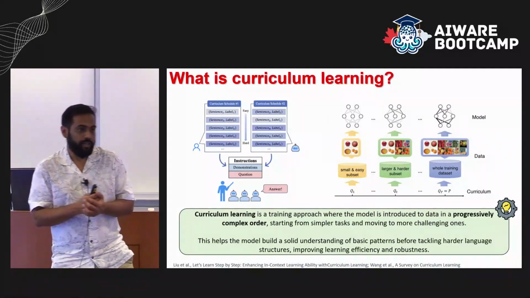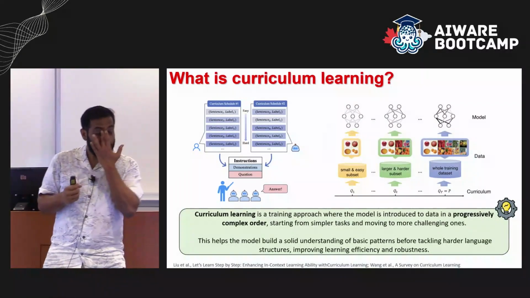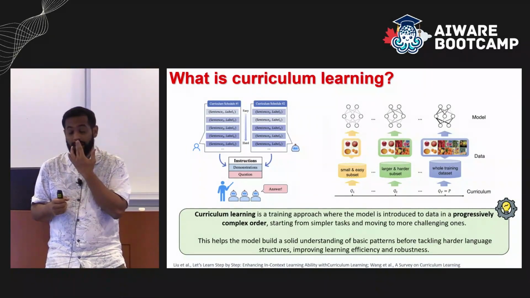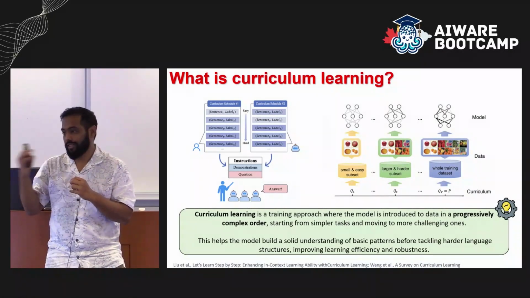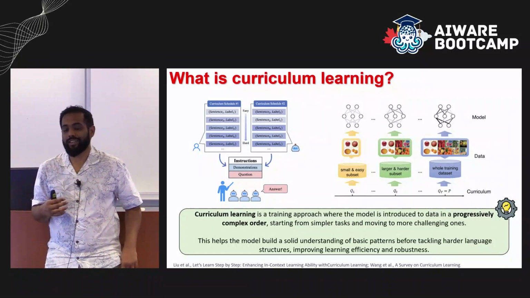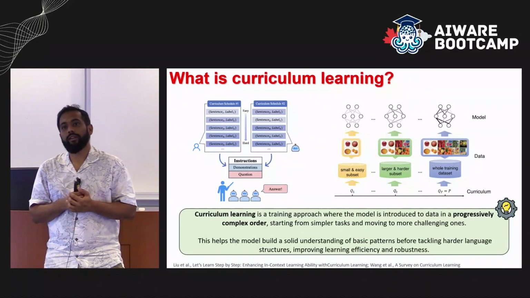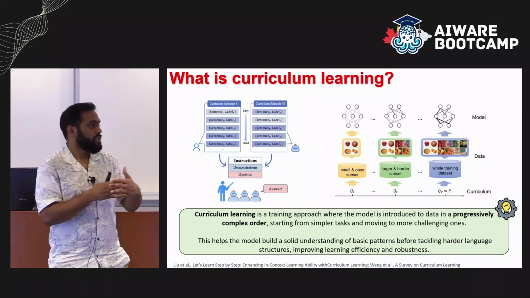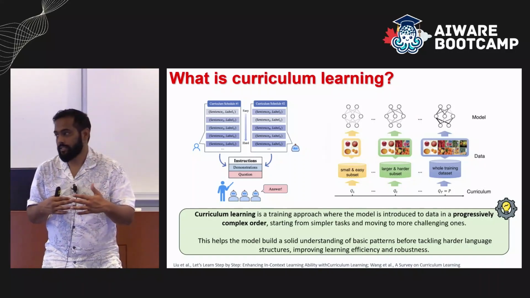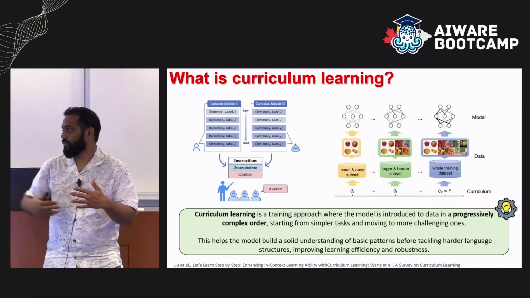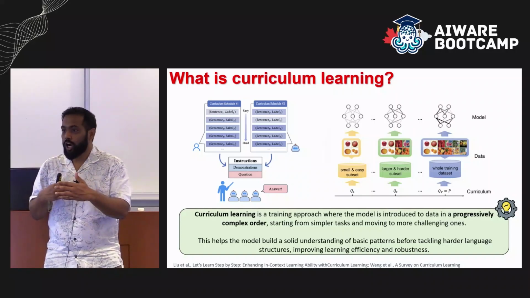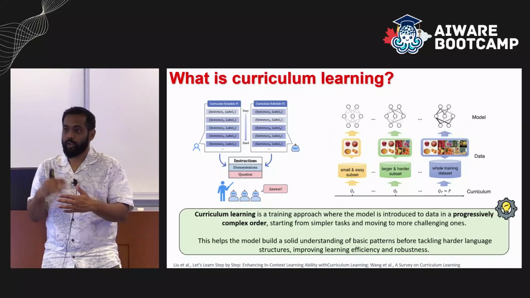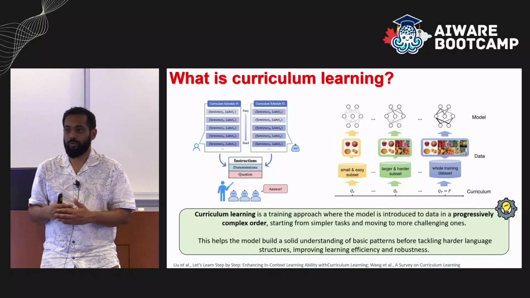So what is curriculum learning? There was a paper. I will talk about the paper a little bit first, and then I'll explain what curriculum learning is. What they did was, you know how they give examples in in-context learning when they prompt? They just ordered those examples from easy to hard, and they could immediately observe a performance improvement.